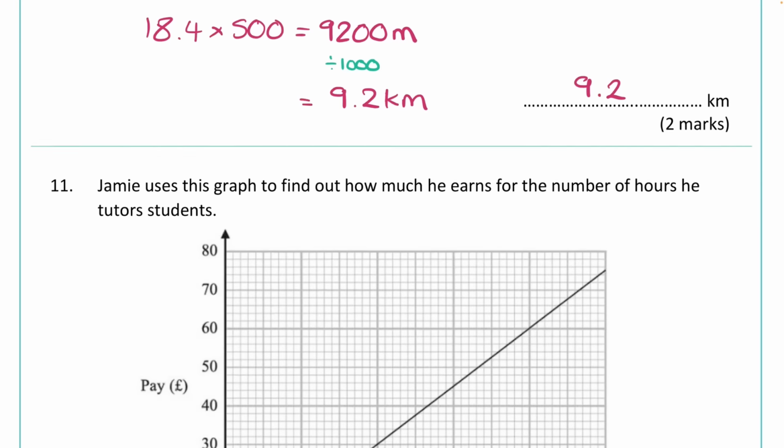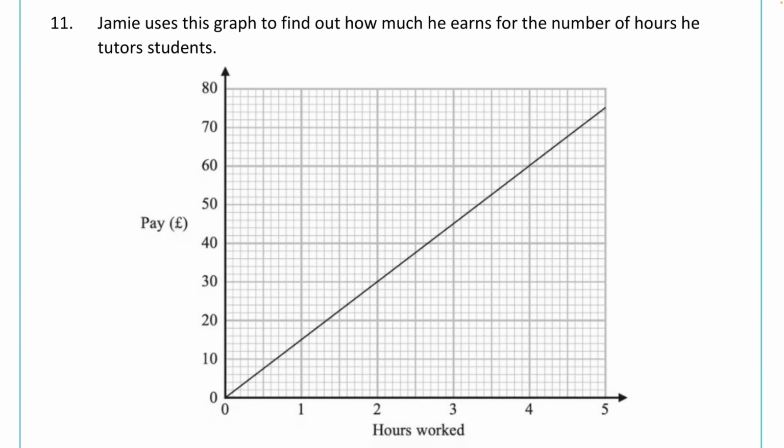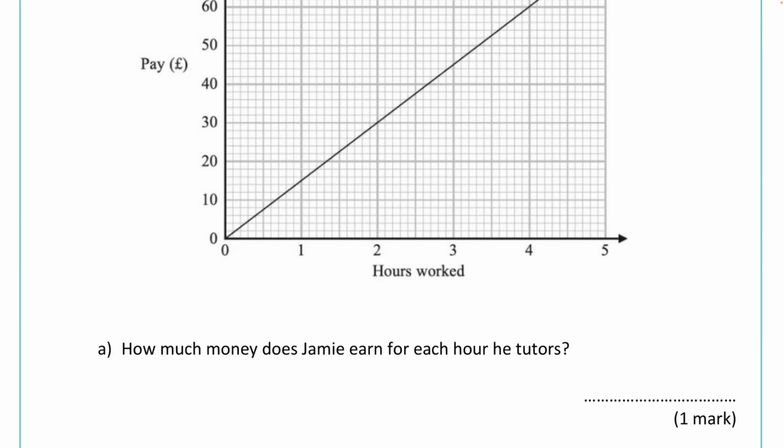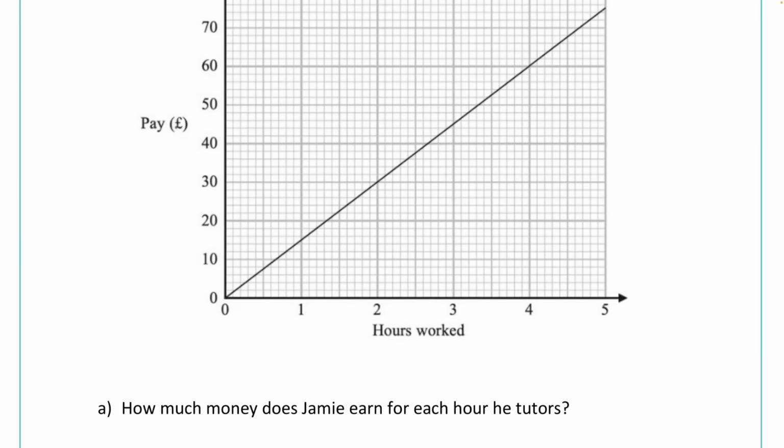Now question 11, we have a conversion graph. It says Jamie uses this graph to find out how much he earns for the number of hours he tutors students. How much money does Jamie earn for each hour that he tutors? Now for this one here, we can either go up from 1 hour and read that number very carefully. It is sort of halfway through a square, so I need to be a little bit careful. I've not drawn that in perfectly.